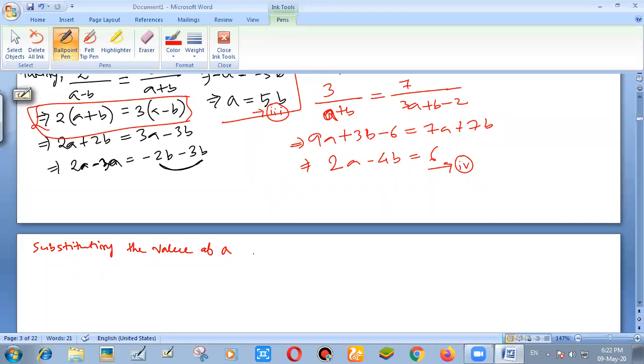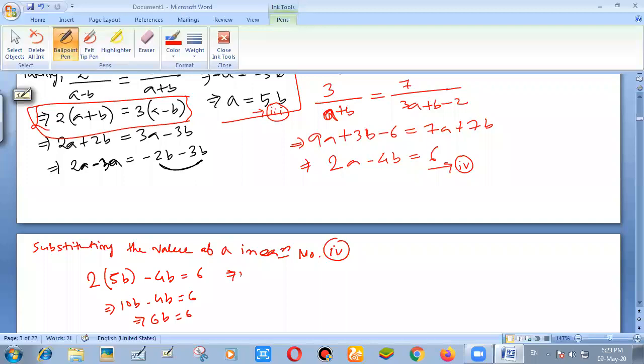Substituting the value of a in equation number 4. So just substitute the value of a. In place of a, put the value of b, 5b minus 4b equal to 6. So it will be 10b minus 4b equal to 6. That means 6b equal to 6. So what will be the value of b here? b will be equal to 1. Yes or no?